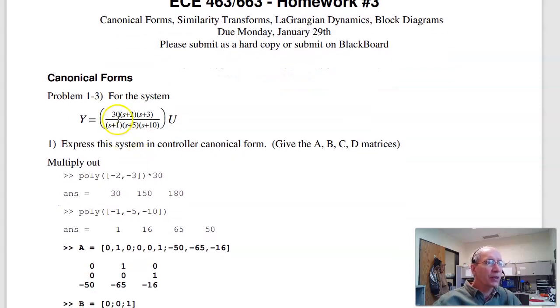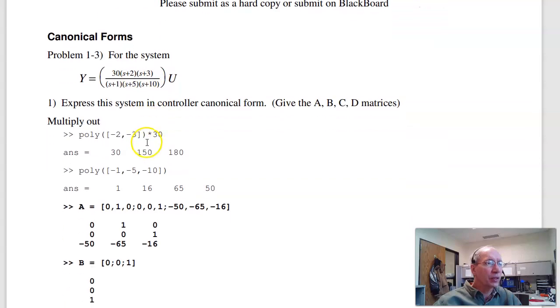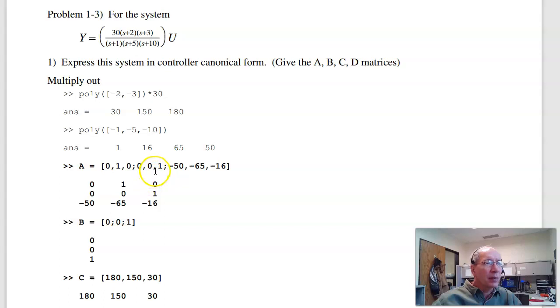To do that, we want the numerator and denominator polynomial. In MATLAB, that's the function poly. That basically tells you what the A matrix is. The A matrix is 1 on the off diagonals, and the denominator polynomial in decreasing powers of s is here. So here's your 50 minus 65s plus 16s squared, with minus signs.